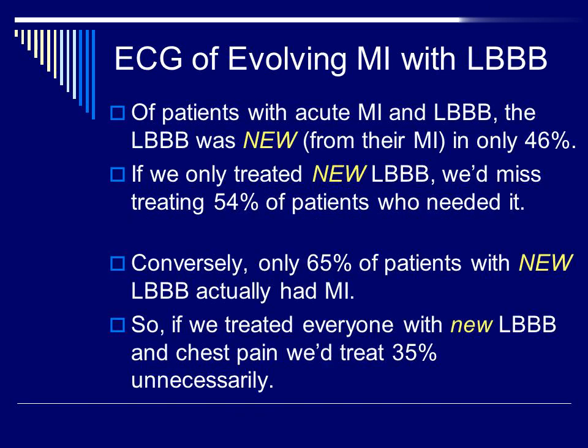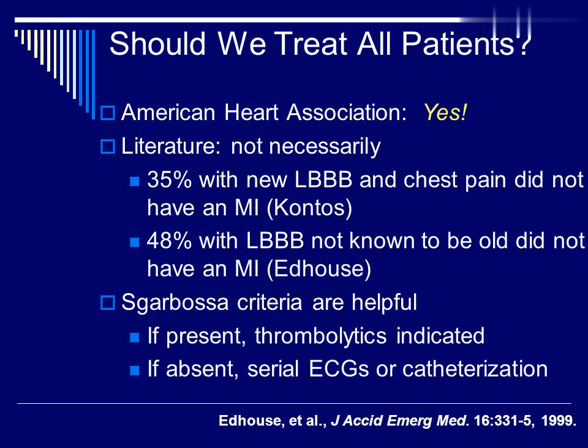ECG of evolving MI with LBBB. Of patients with acute MI and LBBB, the LBBB was new from their MI in only 46%. If we only treated new LBBB, we'd miss treating 54% of patients who needed it. Conversely, only 65% of patients with new LBBB actually had MI. So, if we treated everyone with new LBBB and chest pain, we'd treat 35% unnecessarily. Should we treat all patients?